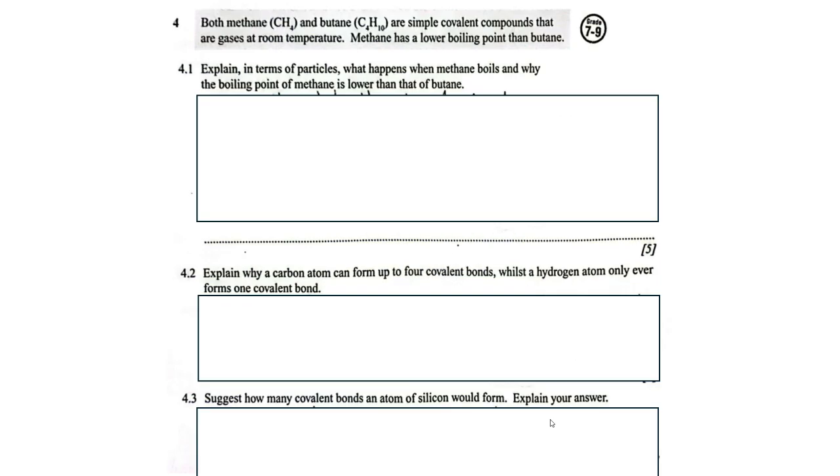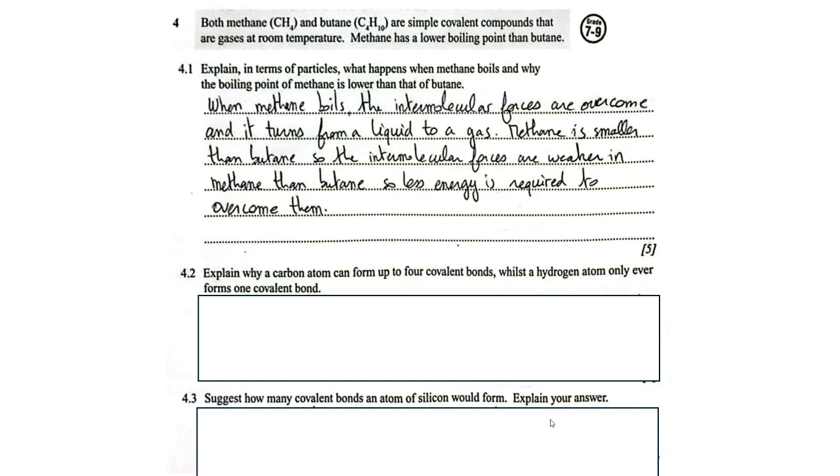Next, both methane, CH4, and butane, C4H10, are simple covalent compounds that are gases at room temperature. Fact: methane has a lower boiling point than butane. Explain in terms of particles what happens when methane boils and why the boiling point of methane is lower than that of butane. So, when methane boils, the intermolecular forces of attraction between molecules of methane are overcome and it turns from a liquid to a gas.